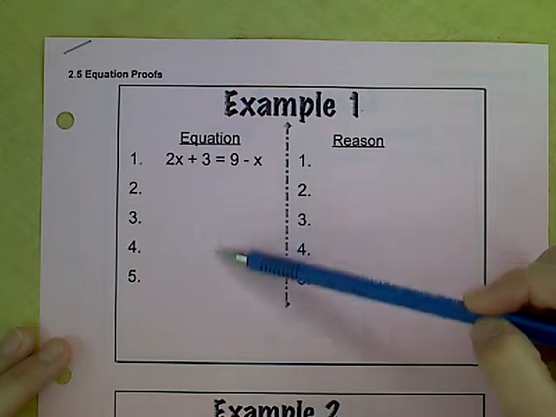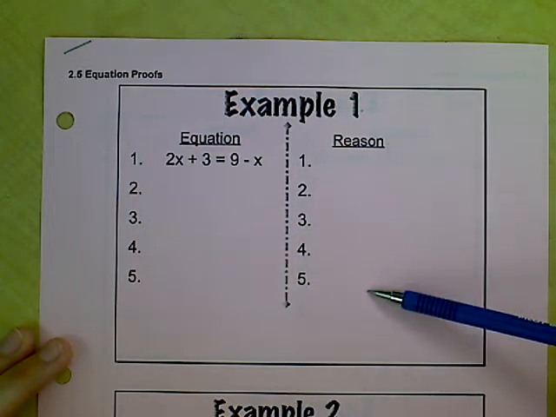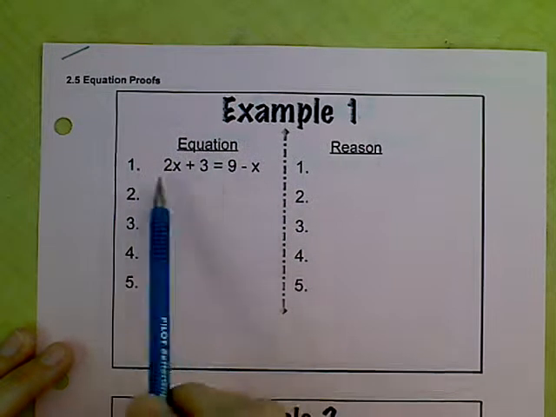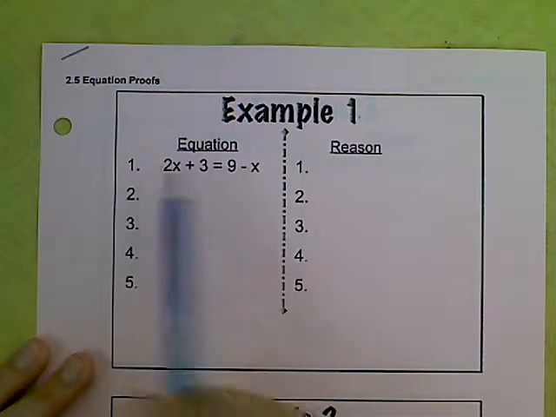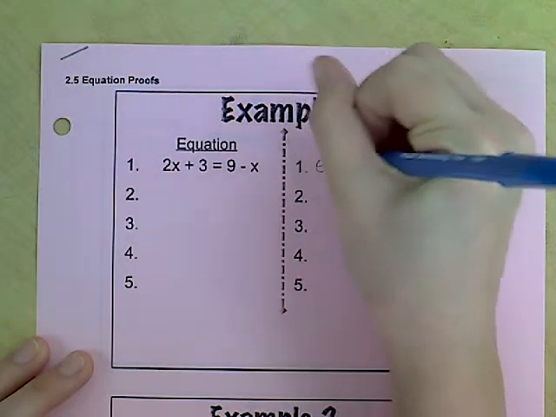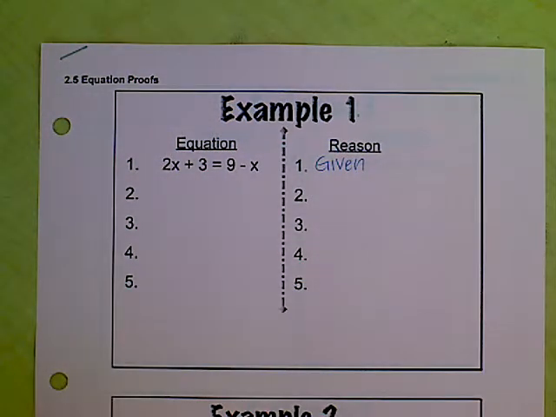You write your mathematical statements on one side, your reasons on the other side. Now your first equation is always going to be what you're starting with. And for that reason, we always write given, because that's where we're starting. That's the information that we're given.